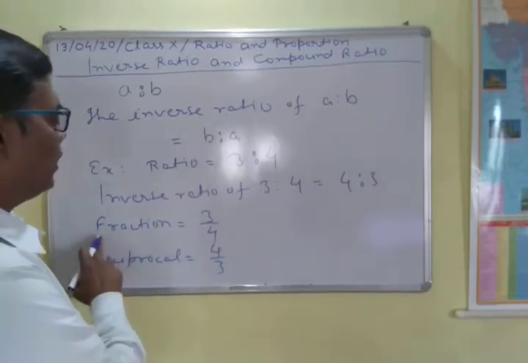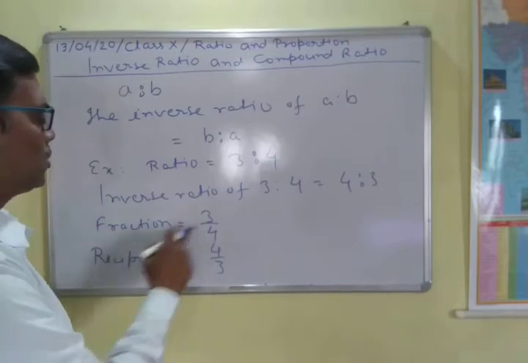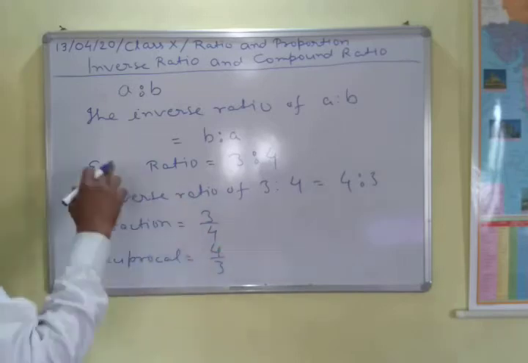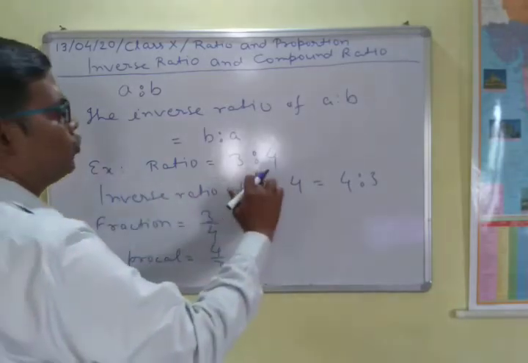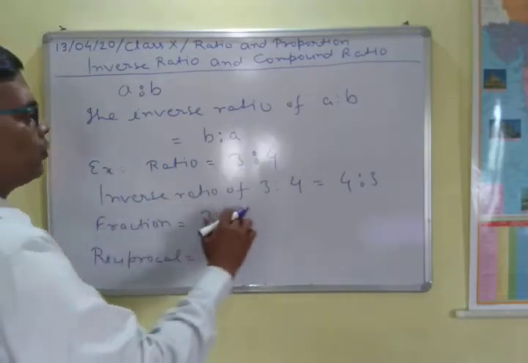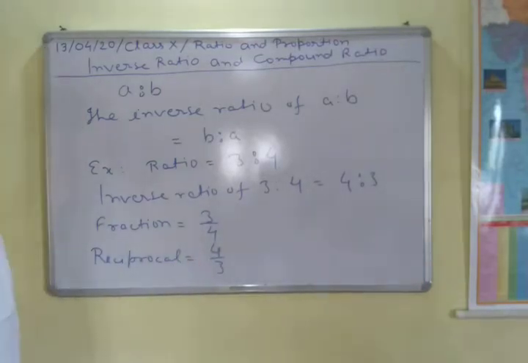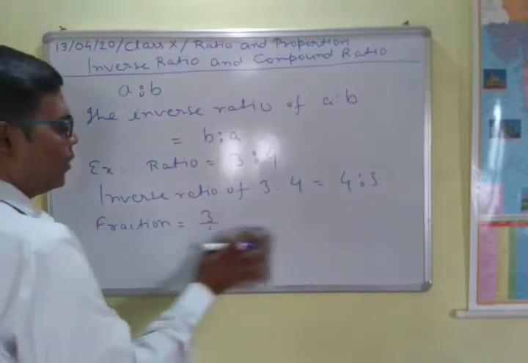That is, if you are given any fraction 3/4, then its reciprocal is 4/3. Similarly here, if you are given any ratio 3:4, then its inverse ratio is equal to 4:3. So this is the inverse ratio. Whenever you find, you can find the inverse ratio like this. The next is the compound ratio.